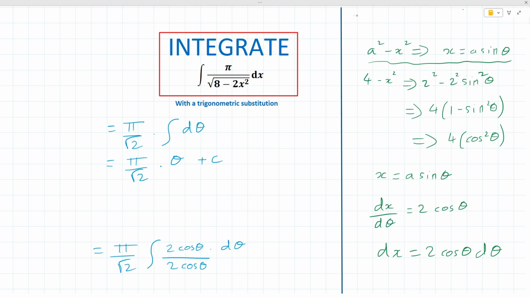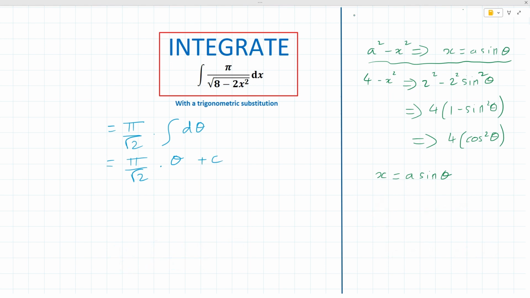plus a constant. Now to finish this question, we need to put everything back in terms of x. We know that x is equal to a sine theta, but we need to find an expression for theta in terms of x. So we can isolate theta. x over a is equal to the sine of theta. And to isolate theta here, we should probably arcsine both sides. If we do that on the left-hand side, we're going to get arcsine of x over a. And on the right-hand side, arcsine of sine theta is going to cancel out, which is just going to leave us with theta.